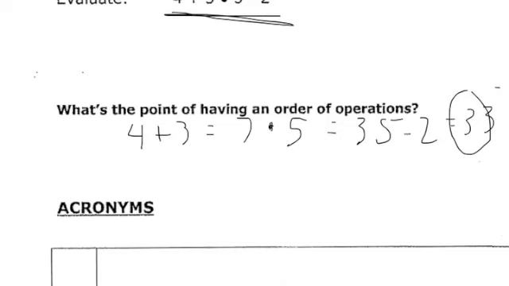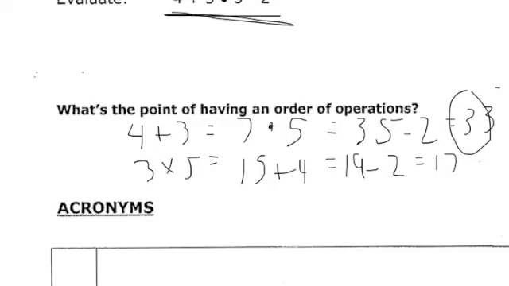Okay, but if you did it another way, some of you might do 3 times 5 first. That equals 15. You might add 4 to that and get 19. And then subtract 2 and get 17. Okay, so we did two different things, but we got completely different answers.